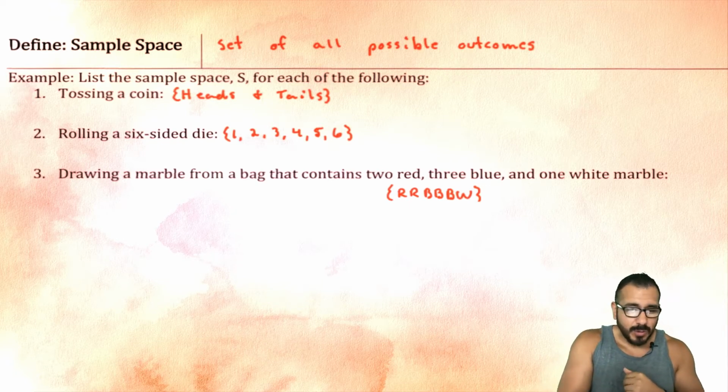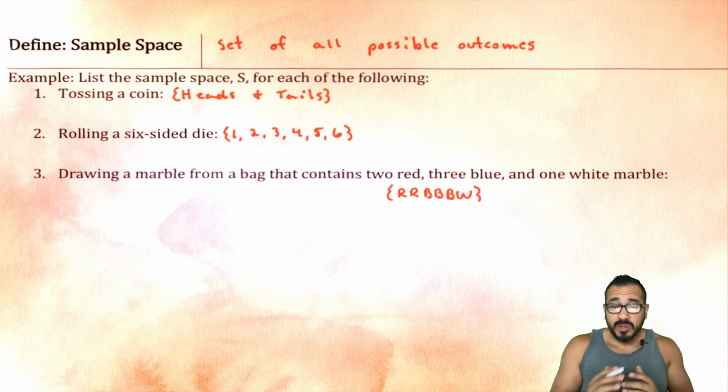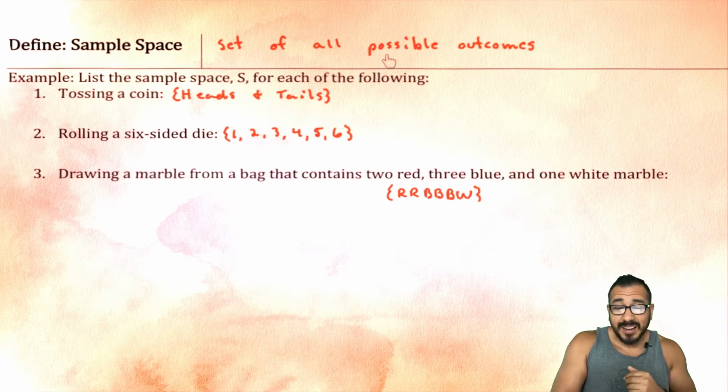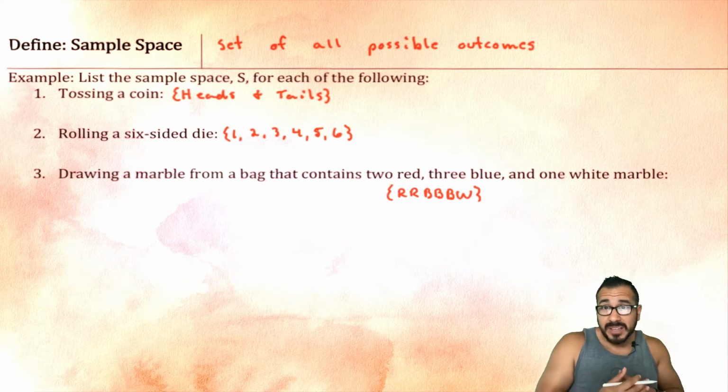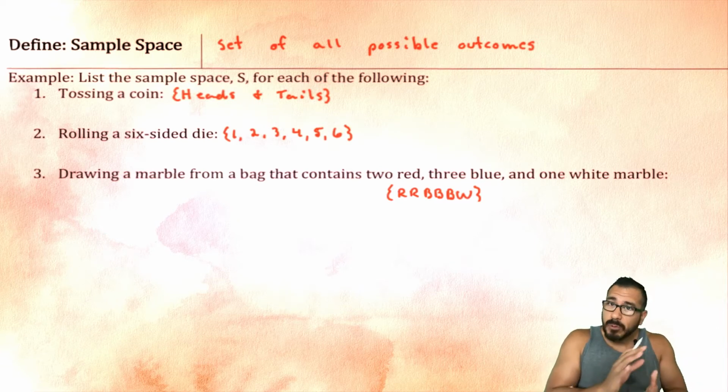All right, so let's define what the heck a sample space is. Well, a sample space, as you see here, is the set of all possible outcomes. So if we were to conduct an experiment, what are all the possibilities? And we list them all out. That's a sample space, all right?